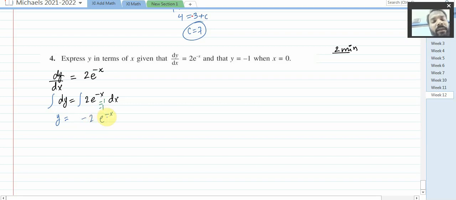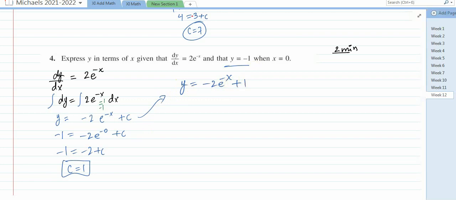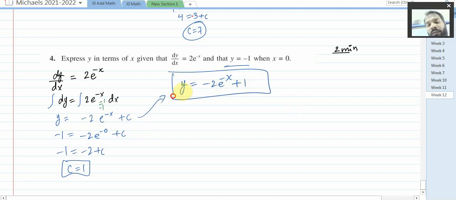And we have plus c, that is unknown, and for the value of c we have the values of y and x. So the value of y we have is minus 1, so minus 1 is equal to minus 2, x is 0, so it's plus c. Minus 1 equals minus 2 plus c, and the value of c is 1. Alright, now we need to place the value of c in this equation. So y is equal to minus 2 e to the power minus x plus 1. Alright, so that is your answer.